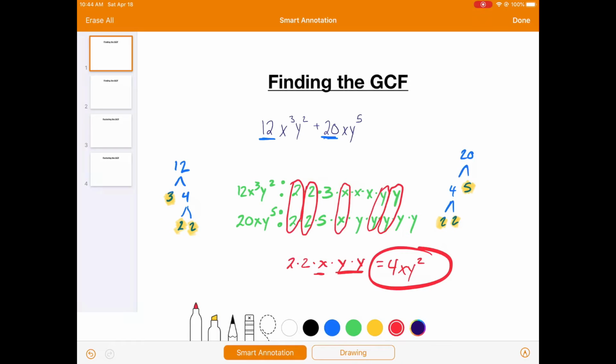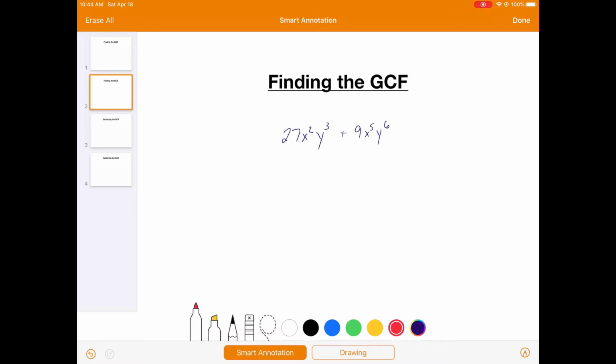So the hardest part is just writing that expanded form of everything, getting everything to prime numbers. But other than that, it should be hopefully not too hard. So let's take a look at this next one. We're going to follow the exact same steps. So we take our constants and we break them down. 27 is a product of 9 times 3, and 9 is a product of 3 times 3.